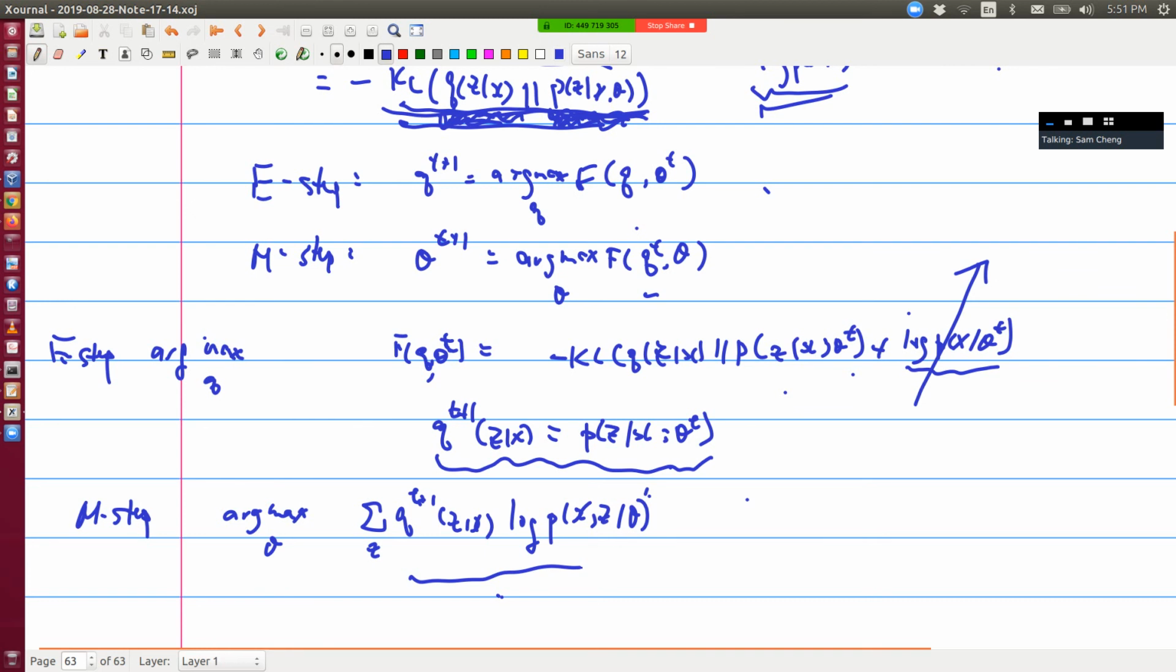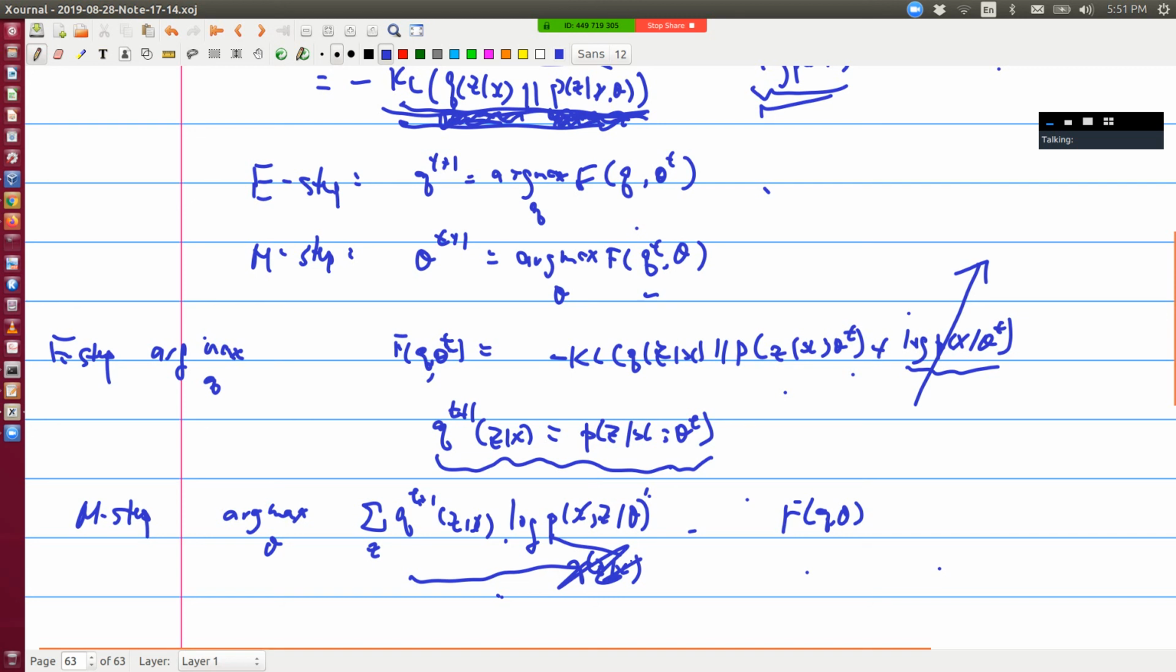I don't get this. Where is it from? That is the original one. We're trying to maximize this, the F(Q, theta). What I did is this: it is equal to this term minus the sum over Q_{t+1}(c given x) log Q(c given x). This term does not depend on theta, so we can ignore it. So just maximize this.